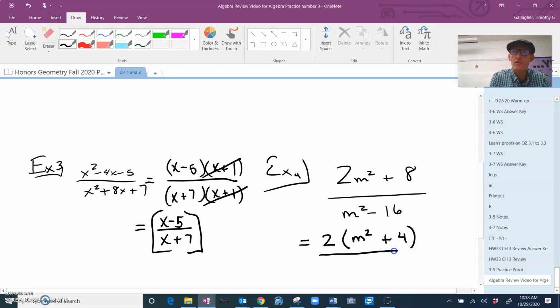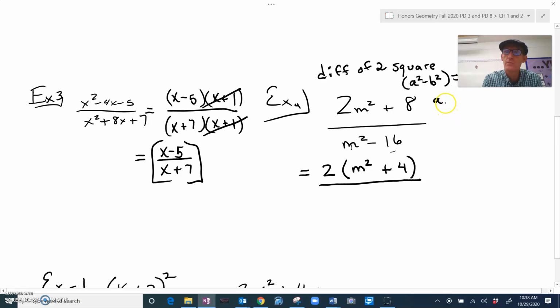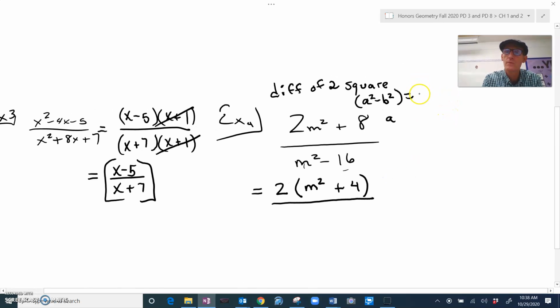Now, the denominator is the difference of two perfect squares. And if you remember, we have the difference of two squares from algebra. I have a squared minus b squared. If they're two perfect squares, like m squared is a perfect square and 16 is a perfect square, this is equal to a minus b times a plus b.